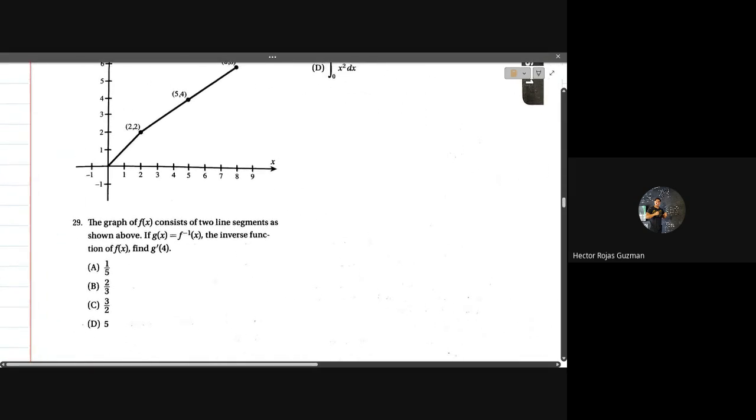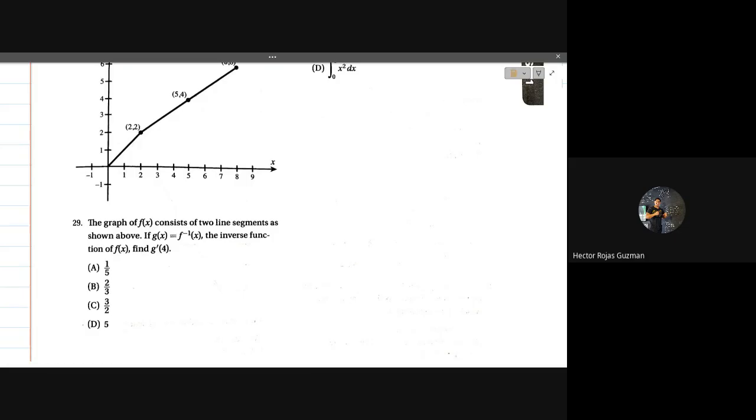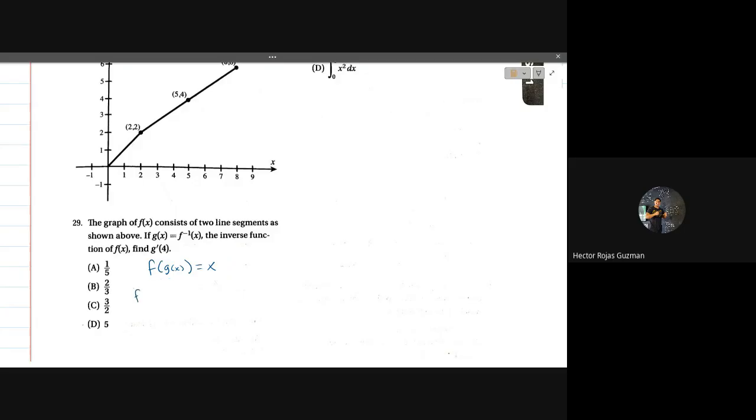The graph of f consists of 2 line segments as shown above. G is f of x inverse. Find g prime of 4. Okay. If we want to find g prime of 4, first of all, I always forget the formula for derivative of inverses, but what I do is I set up my composition of functions that show that they're inverses. F of g of x equals x. Inverses cancel each other out, leaving you only with the variable. So now I can take my derivative. F prime of g of x times g prime of x is equal to 1.